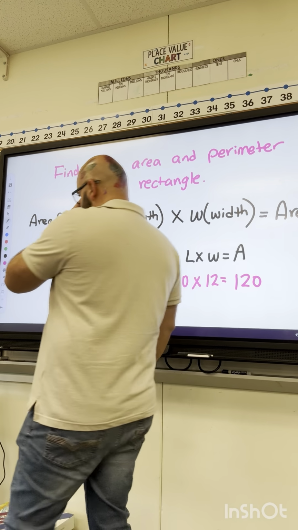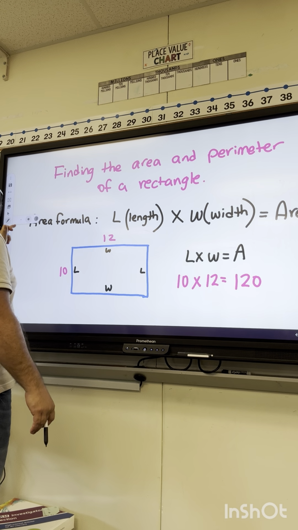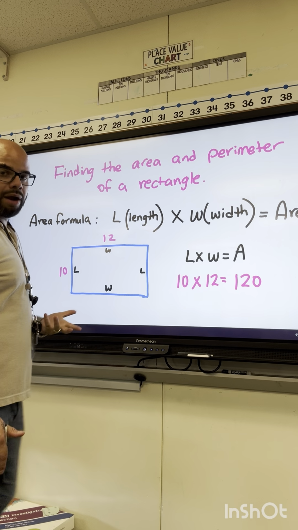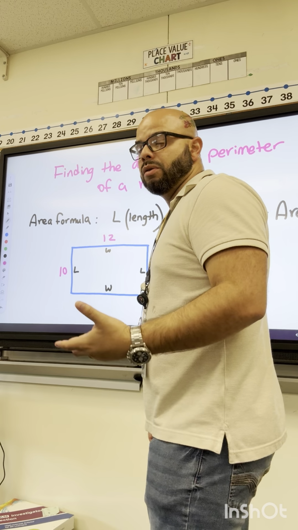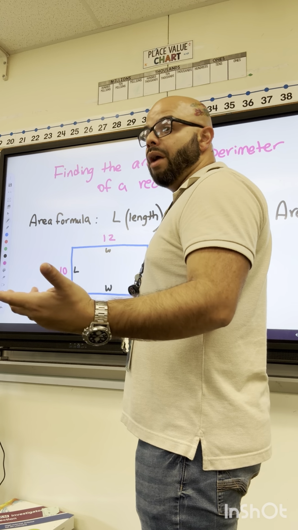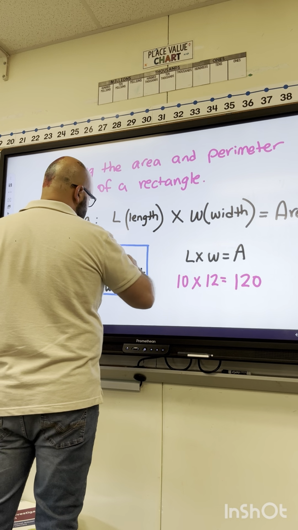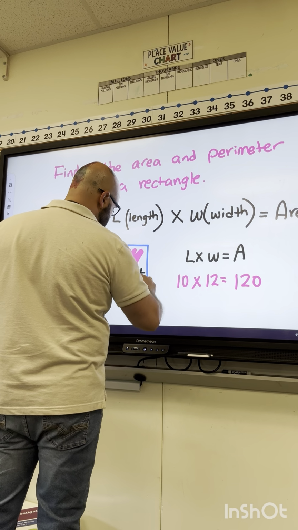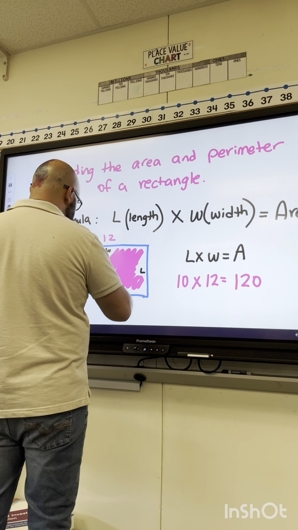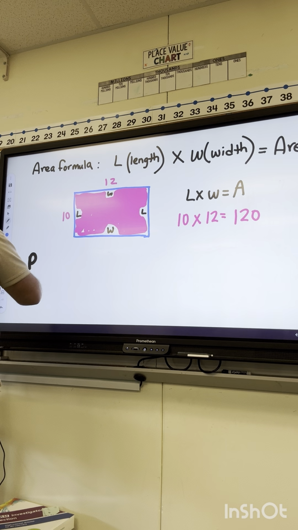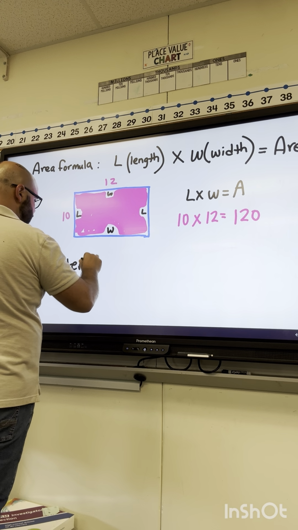Okay? Now, you say, Mr. J, what is area? What exactly are you looking for in an area of a rectangle? When you're finding the area of a rectangle, you're looking for the space inside the rectangle, all the space inside that you have occupied. The space inside. The perimeter, let's go over the formula first. Perimeter formula.